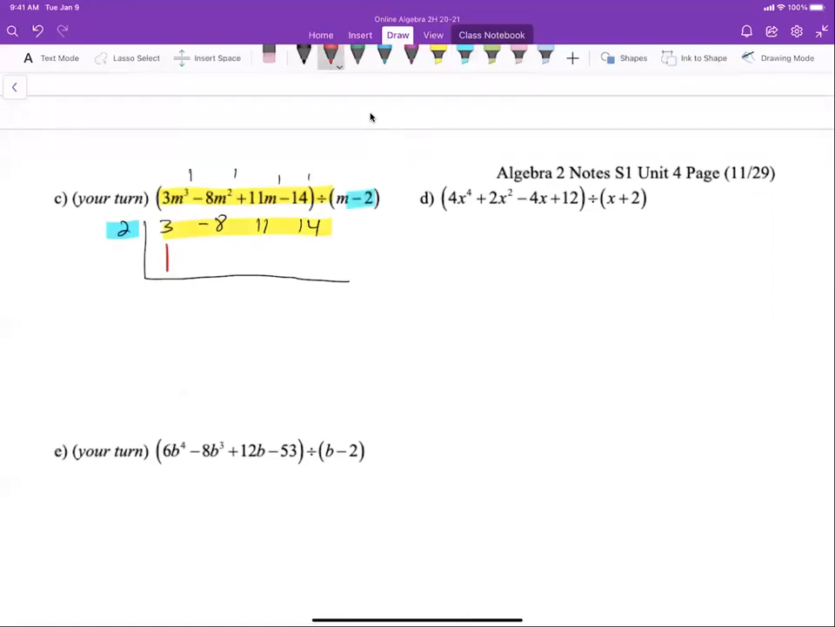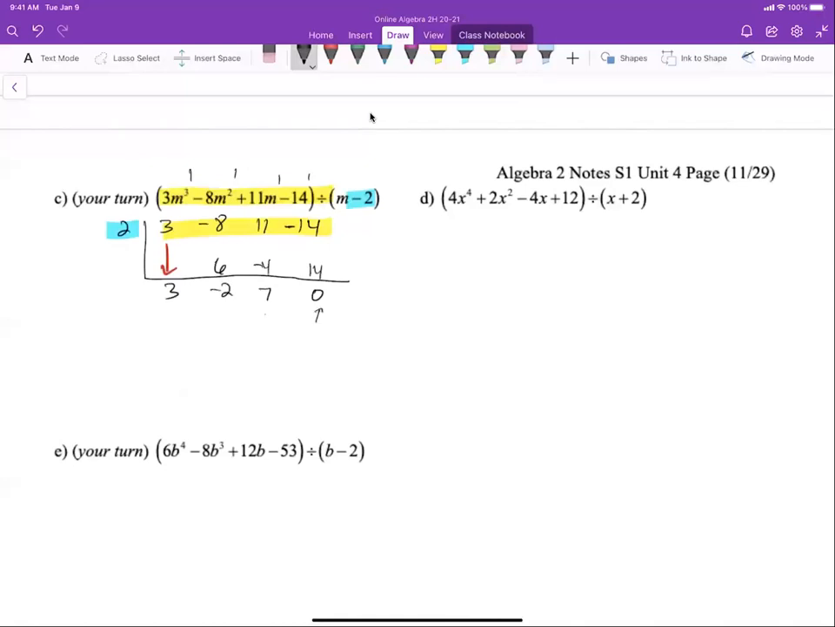I carry the 3 down. I multiply 2 times 3, I get 6. I add them, I get -2. 2 times -2 is -4. Add them, I get 7. 2 times 7 is 14. Oh, I forgot my negative up there. -14 plus 14 is 0. This is my remainder right here.